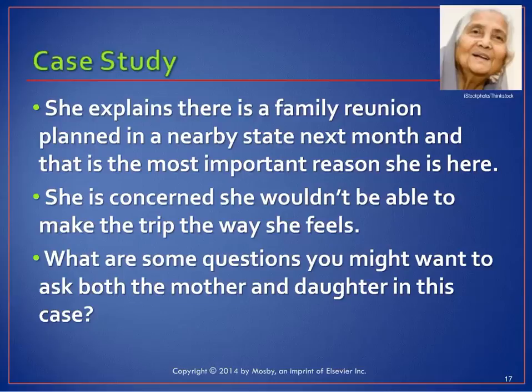What are some of the questions you might want to ask both the mother and the daughter in this case? Well, you might want to ask about a family history of hematologic problems that might identify genetically linked disorders, specifically jaundice, anemia, malignancies, sickle cell disease and other red blood cell disorders, bleeding disorders such as hemophilia, and other clotting disorders.